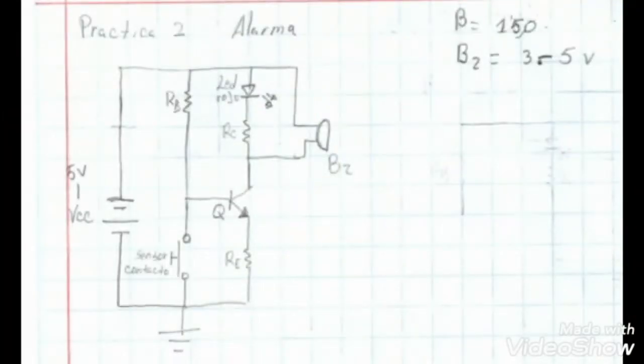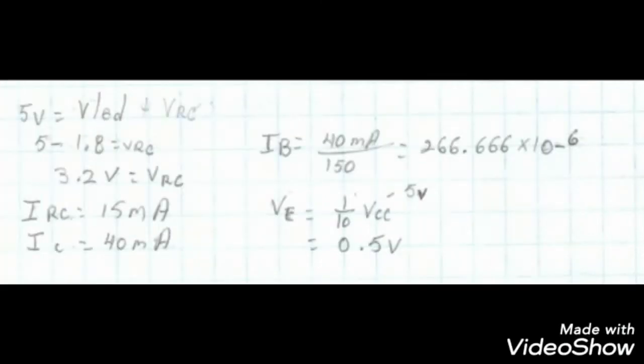Hi, I am Alex, and I am going to explain the second circuit, that is an alarm. The beta of the transistor is 150. Following Kirchhoff's law, we obtain the next calculus, that is 5 volts equal to voltage of LED plus VRC. 5 volts minus 1.8 volts of the LED is equal to VRC. The result is 3.2 volts. And IRC is 15 milliamperes and IC is 40 milliamperes.